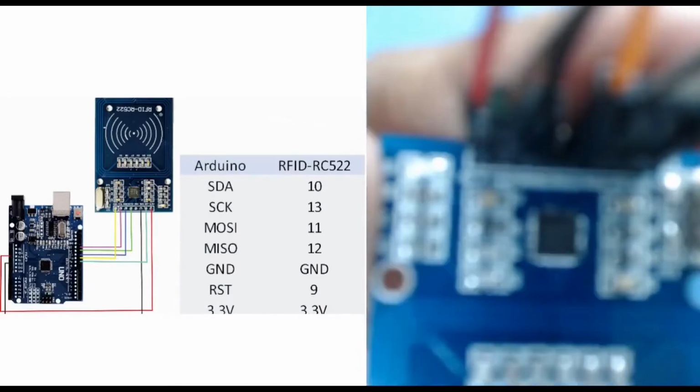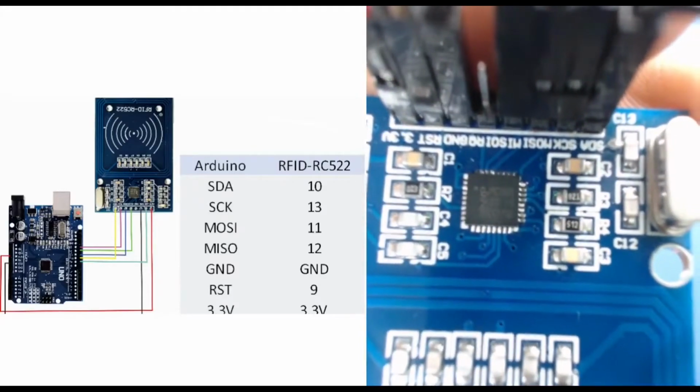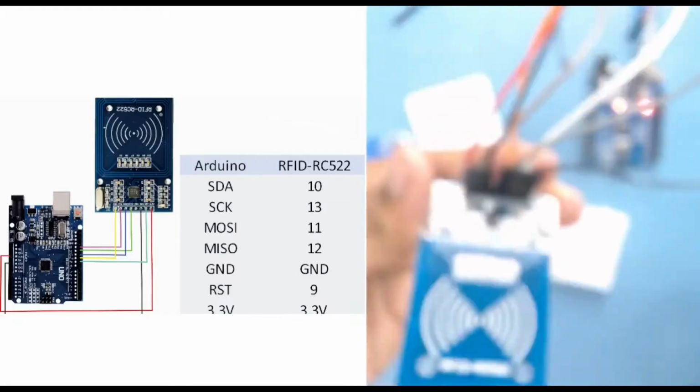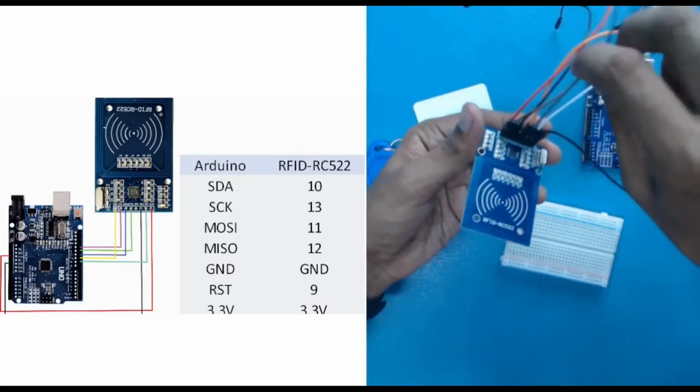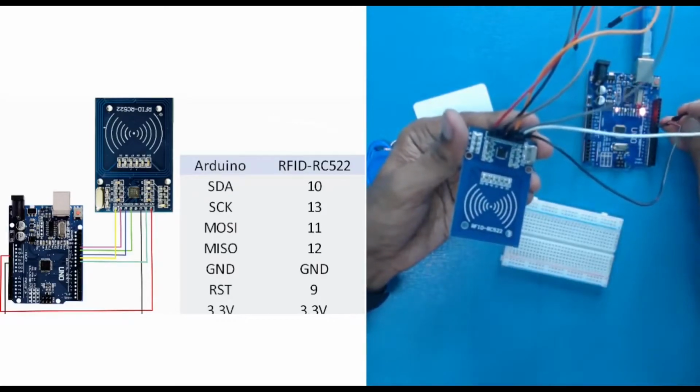So first is your SDA. From here: SDA, then SCK, and MOSI, MISO. SDA will be connected to the 10th number pin. After that, we have SCK. SCK will be connected to 13.